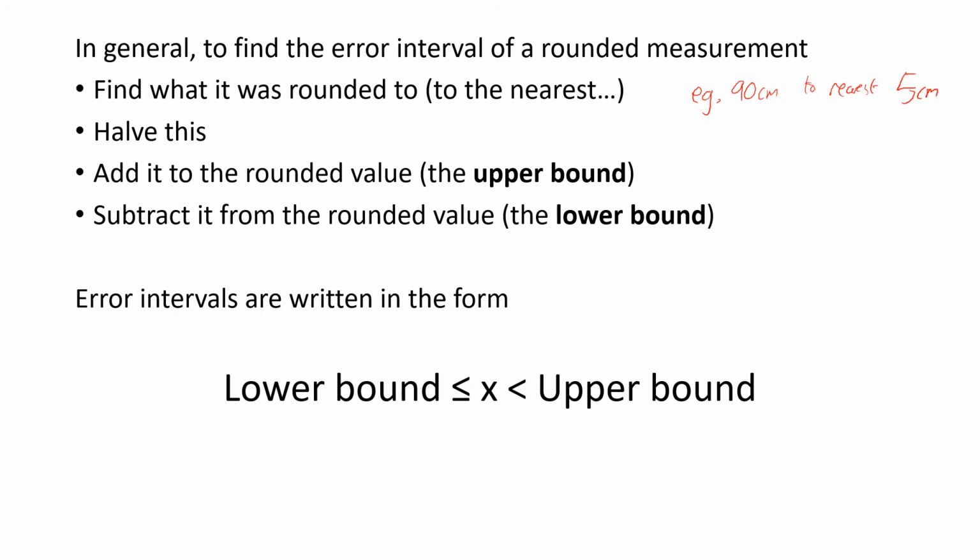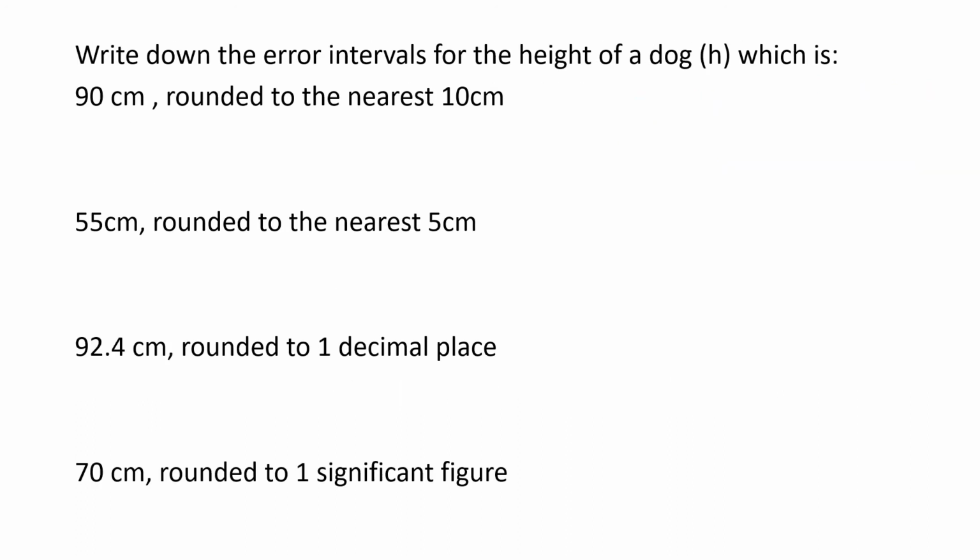then let's go through what we've done. Find what it was rounded to. It's rounded to the nearest 5. Halve this. Okay, 5 divided by 2 is 2.5. Add it to the rounded value, so that would give me 92.5. That's my upper bound. Take it away from the rounded value, so 90 minus 2.5 would be 87.5. And then we need to put it in the form that we've got, so less than or equal to and less than. Okay, so here are 4 of those sort of questions. I'd like you to write down what you think the error intervals are first, and then unpause the video.